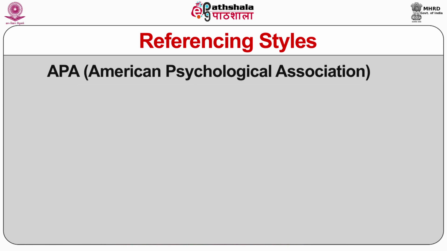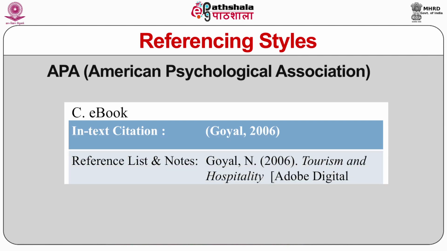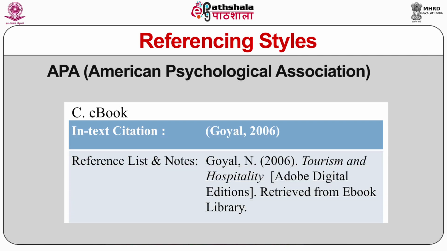In case you refer to an e-book, the in-text citation will be within brackets Goyal, comma, the year 2006, and at the end it will be Goyal, last name, comma, the first initial N dot, within brackets the year 2006, then the title Tourism and Hospitality, Adobe Digital Editions, retrieved from e-book library.